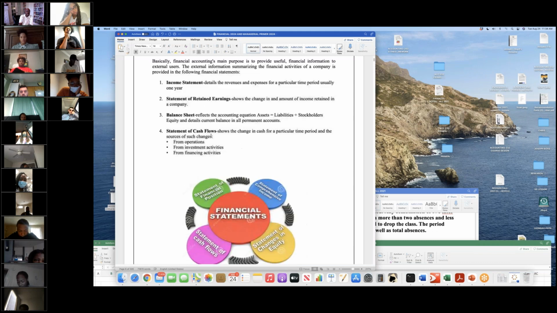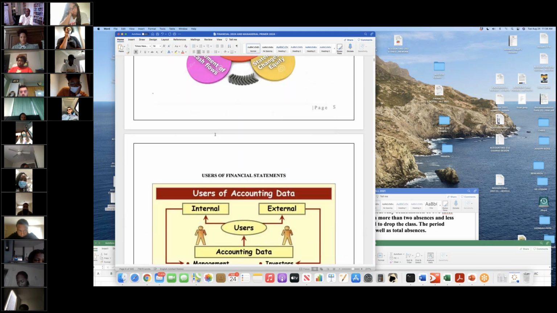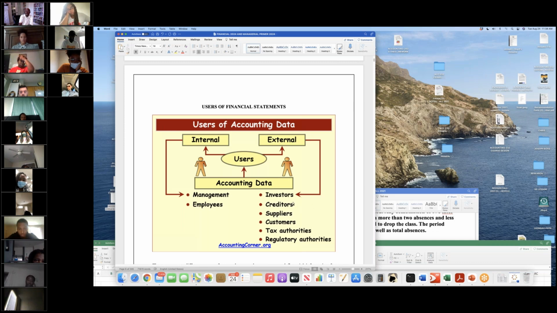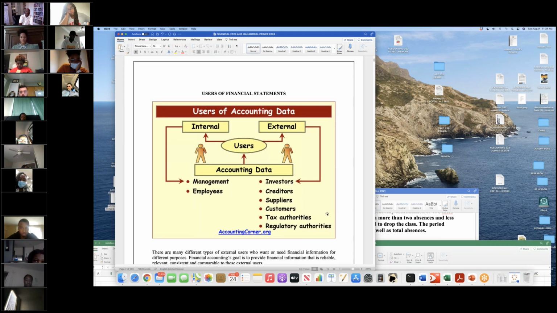Why do we need these statements? We have internal users and we have external users. Investors: you make a decision to invest in a company based on the financial statements. That's what the decisions are made on. Creditors loan money to companies based on the financial statements. Tax authorities use financial statements. Then employees.